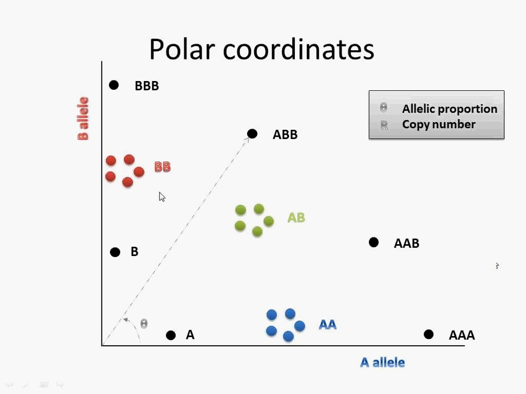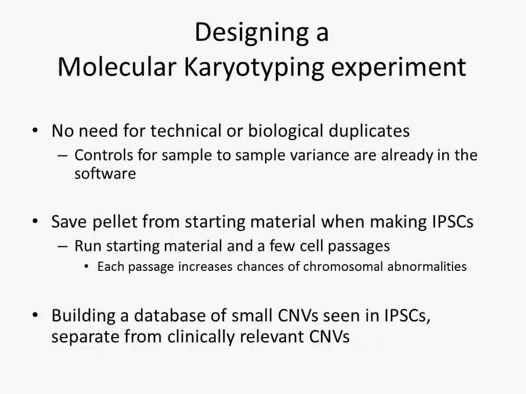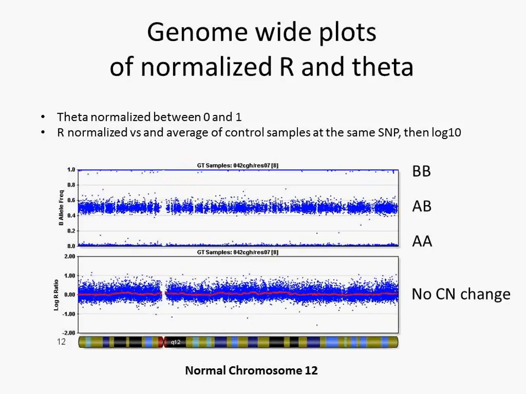When it's 90 degrees, it's 100% B. So what we do is we transform these polar coordinates and plot the data in a genome-wide fashion of the normalized R and theta values. We normalize theta, which is usually between 0 and 90, to between 0 and 1, and then we normalize R versus an average R of control samples at the same SNP, and we take the log base 10. And then we draw these plots.